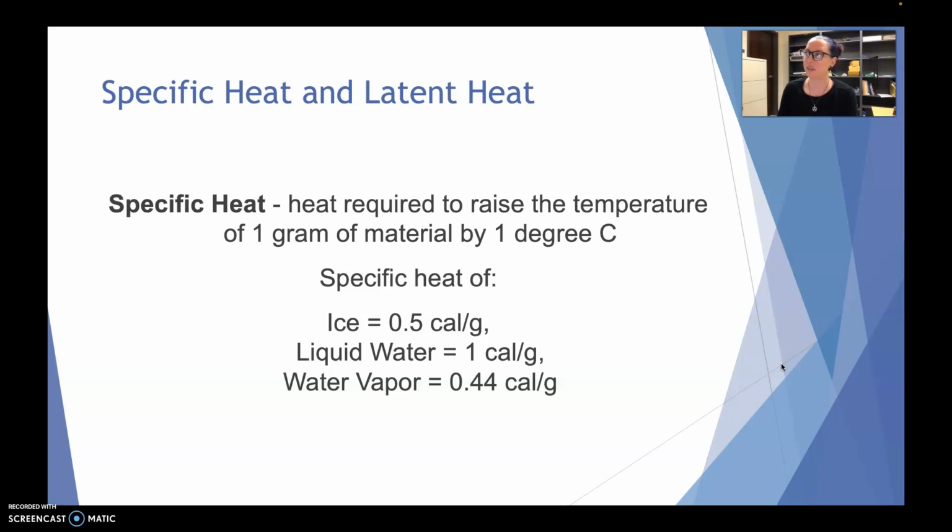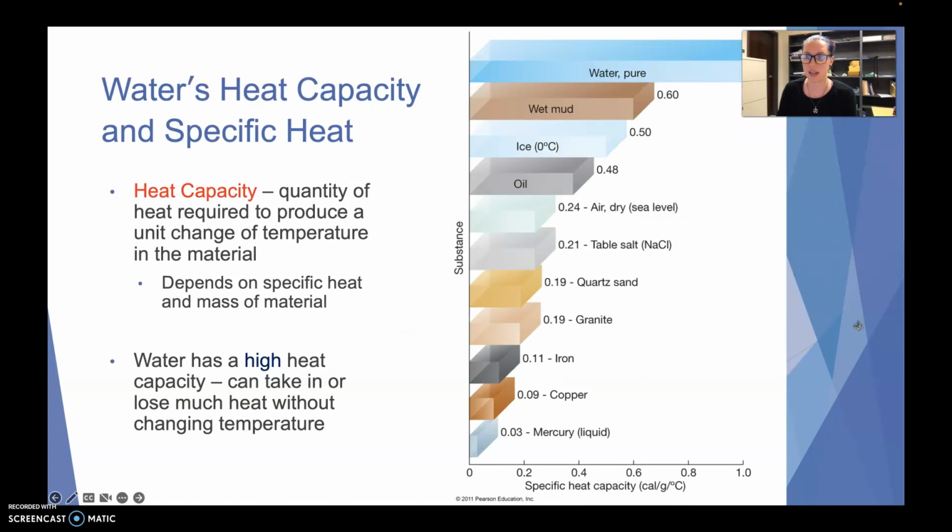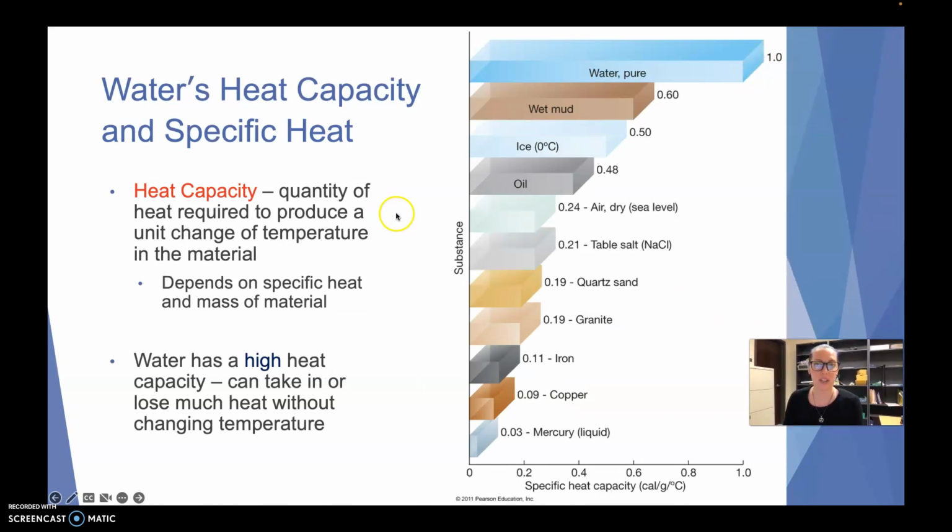Another way to think of that, and another term for it, is heat capacity. So water has an extremely high heat capacity, and that depends on the specific heat and the mass of the material. Basically what this is saying is that water can take in or lose a lot of heat without changing much of its temperature, which is kind of weird to think about, right? Especially when we consider what we think of when we hear the words heat and temperature. We've got to remember that there's a difference here, right?